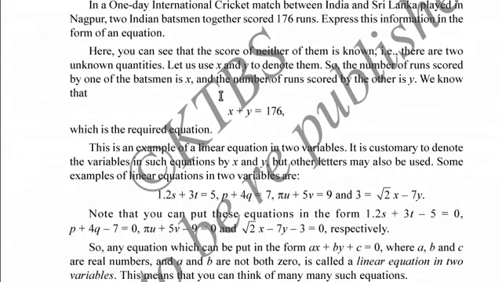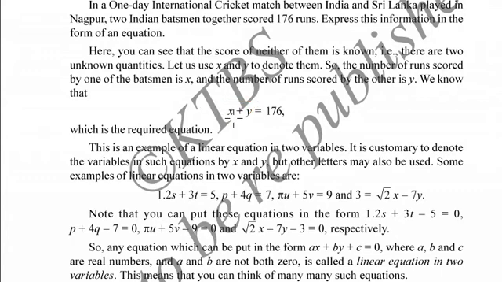Here you can notice that the runs scored by each player is unknown. We don't know how many runs Sehwag scored and how many runs Gambhir scored. But the sum of runs scored by Sehwag and the runs scored by Gambhir is equal to 176. This could be represented as x plus y is equal to 176. Here x could be Sehwag and y is Gambhir. The runs scored by Sehwag is x and the runs scored by Gambhir is y. The sum of these two is 176. This is an example of a linear equation in two variables.